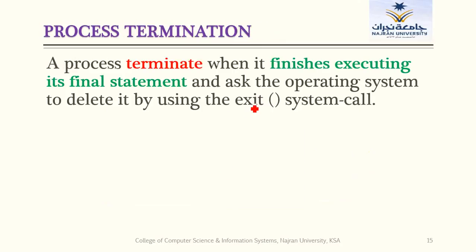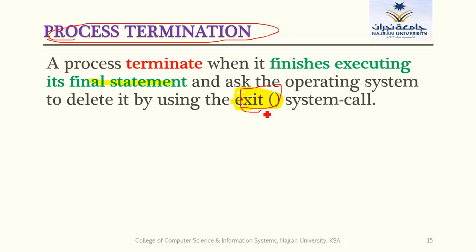Now the second operation on a process is process termination. Process termination means how we can delete a process. A process terminates when it finishes executing its final statement and asks the operating system to delete it by using the exit system call. So again we can take help from a system call to delete a process. Which system call can we use to delete the process?